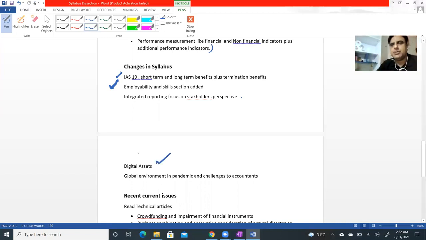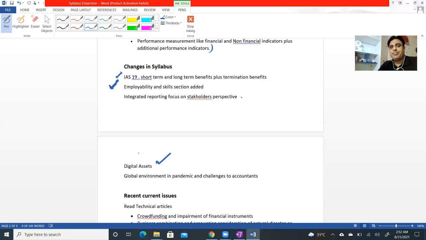These are the new inclusions. What is a digital asset? A digital asset is anything which is stored on your net, on your computers. For example, I am delivering you a lecture and I'll save this lecture. This lecture will be a digital asset for me. So this is the age of digital assets, and definitely companies have a lot of digital assets nowadays. So this is now a part of your accounting.